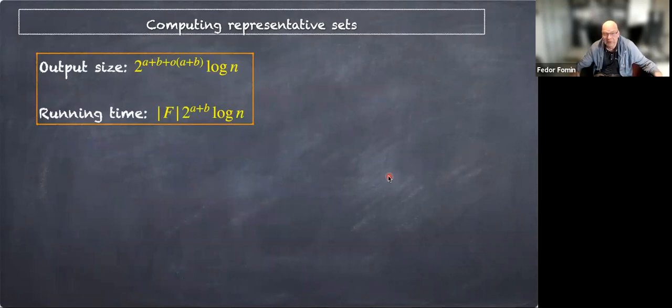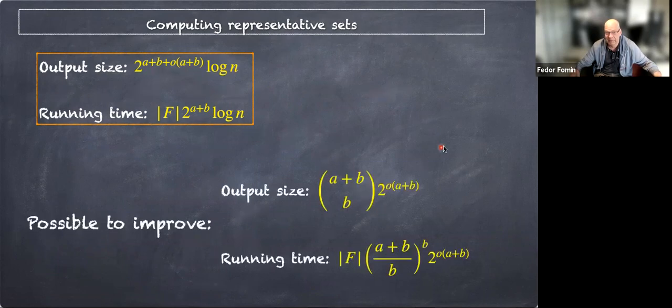Okay, so to conclude, this is the algorithm which computes a representative set of size 2 to the power a plus b, roughly times log n, and the running time is 2 to the a plus b. Again, this running time is not the best that we know about.